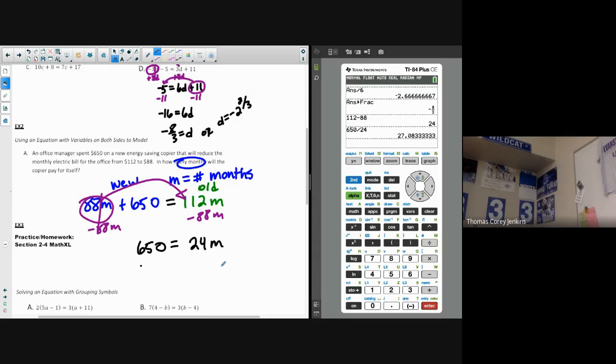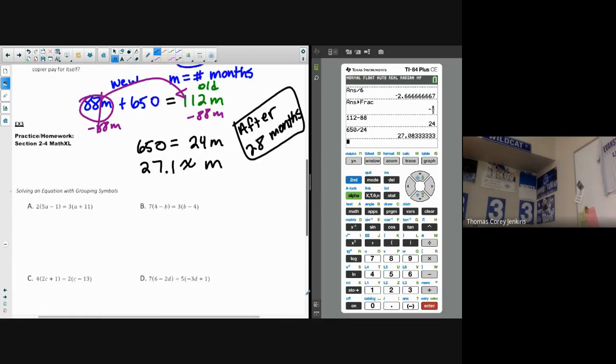All right, and then we want to put that in context, right? So obviously we're not going to pay 0.1 months of a bill, right? So we would say that, you know, we're going to start saving money on the 28th month, right? So say after 28 months. 27 months gets us close, but after 28 months, we are officially saving money at that point, okay? Which is always a good thing.